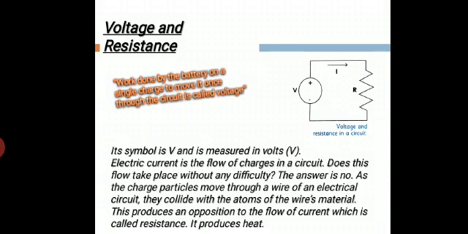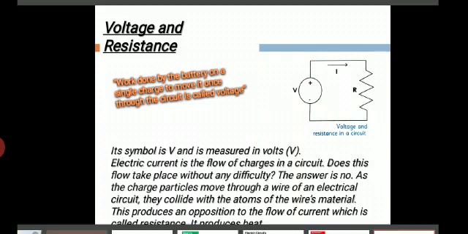The answer is no. As the charged particles move through the wires of an electrical circuit, they collide with the atoms of the wire material. This produces an opposition to the flow of current, which is called resistance. Yes, it opposes the flow of electric current, which is called resistance. And the resistance produces heat.